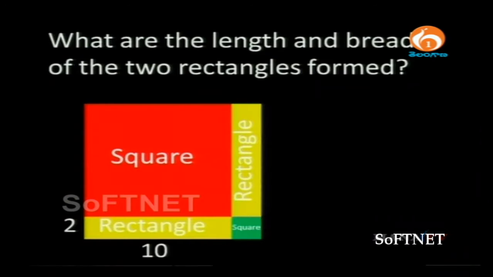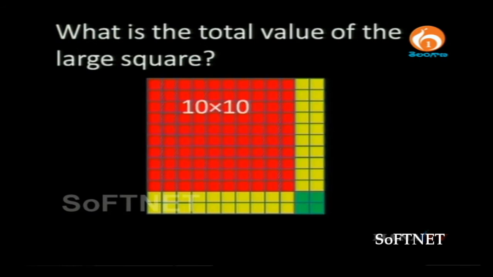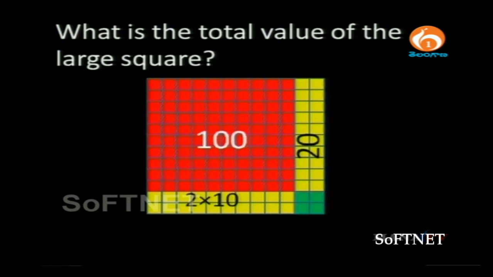Also we can observe two rectangles formed here. What are the length and breadth of the two rectangles formed? They are having the dimensions 10 units by 2 units each. What is the total value of large square? Here we can observe that the red square contains 100 square units and the two rectangles contain each 20 square units.